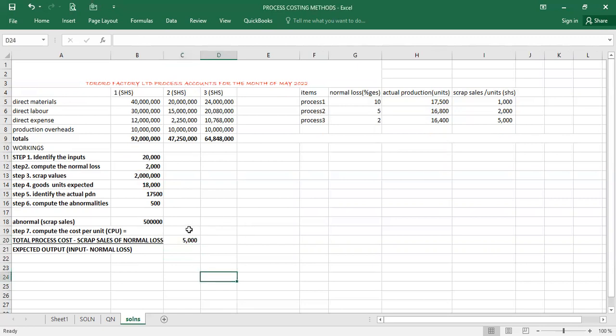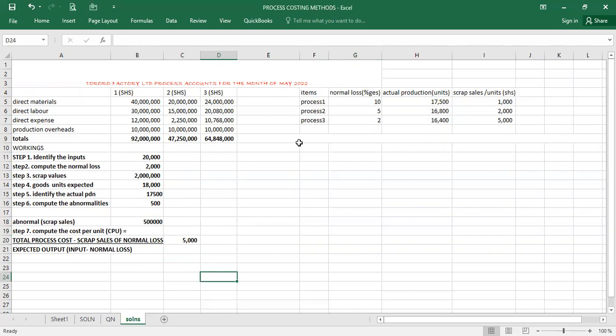Now we are seeing that we are valued at 5,000. It means our final product, the output from process 1, is supposed to be valued at 5,000 plus normal plus abnormal losses if any, and abnormal gain if any. Don't forget that.